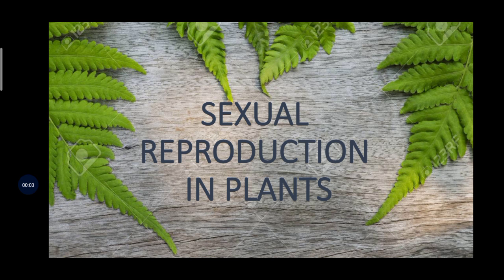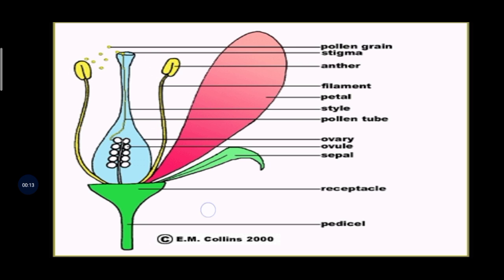Today we are going to learn about sexual reproduction in plants. Flower is the reproductive organ of a plant. Here we are able to find a bisexual flower given to you. In that there are 4 whorls. The total floral parts will be arranged in 4 different whorls.